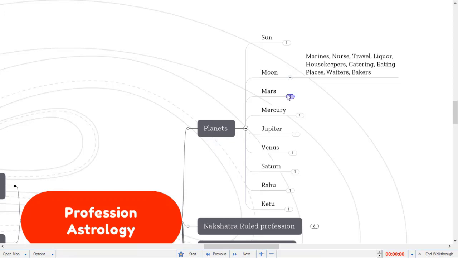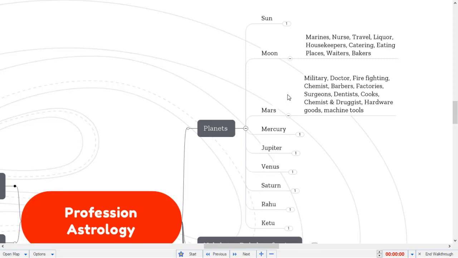What does Mars represent? Mars represents military, doctor, firefighting, chemist, barbers, factories, surgeons, dentists, cooks, druggist, hardware goods, machine tools.